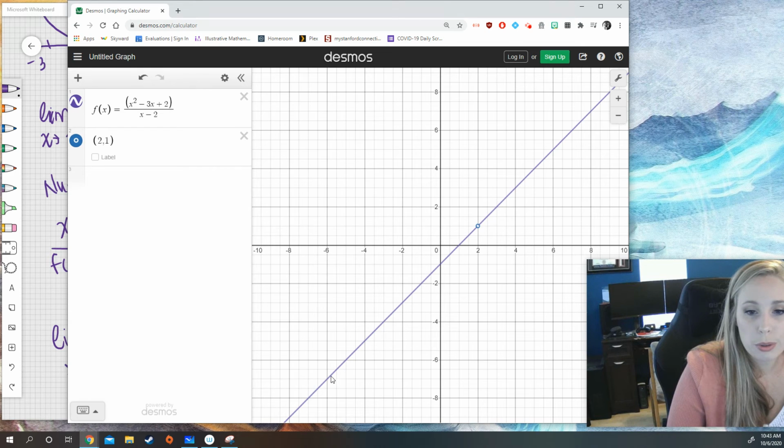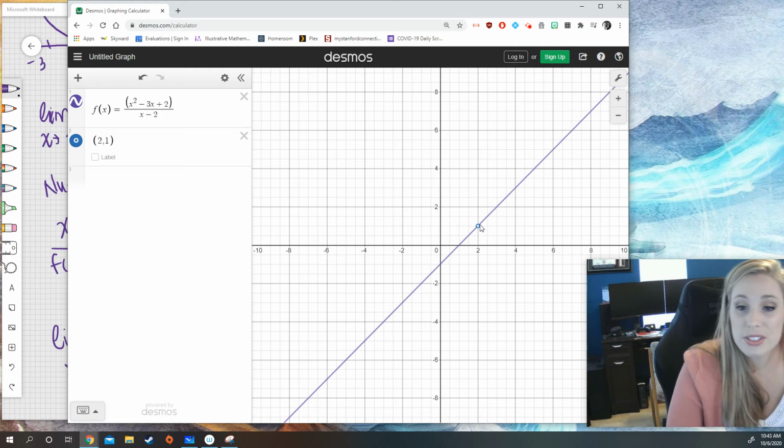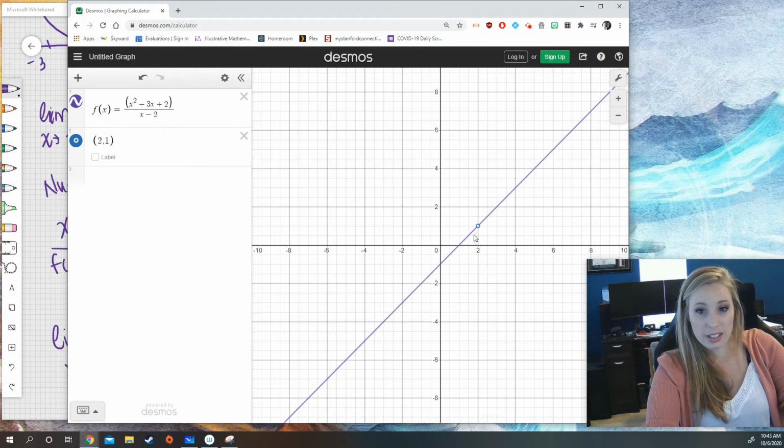As we move towards x equals 2, as we follow the curve from the left, it looks like it's approaching 1. As we follow the curve from the right, it looks like it's approaching 1. So that's how you could solve it graphically. What would we fill in that hole with to make this true?